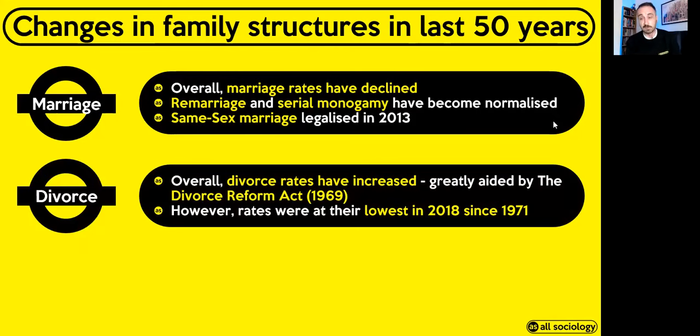And one of the main reasons for this, I'm going to talk about this a lot more in a future video, is what we call the Divorce Reform Act of 1969. So this is a piece of legal policy that enabled people to get divorced far more easily.